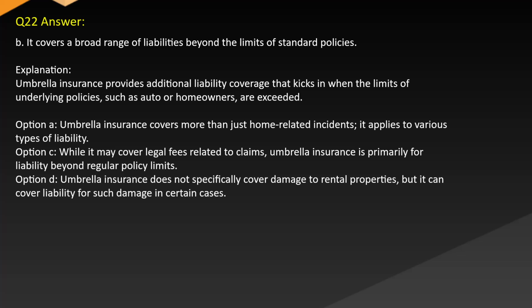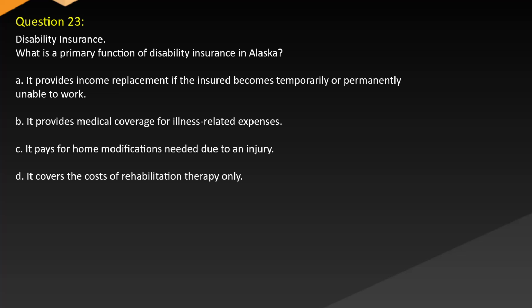Explanation: Umbrella insurance provides additional liability coverage that kicks in when the limits of underlying policies, such as auto or homeowners, are exceeded. Option A. Umbrella insurance covers more than just home-related incidents. It applies to various types of liability. Option C. It may cover legal fees related to claims. Umbrella insurance is primarily for liability beyond regular policy limits. Option D. Umbrella insurance does not specifically cover damage to rental properties, but it can cover liability for such damage in certain cases.